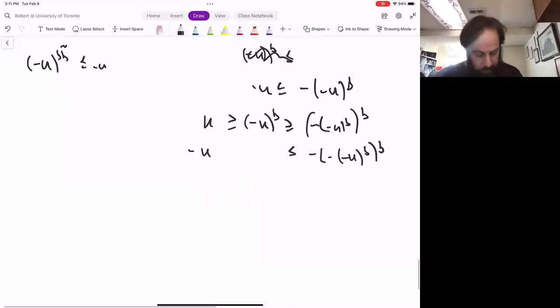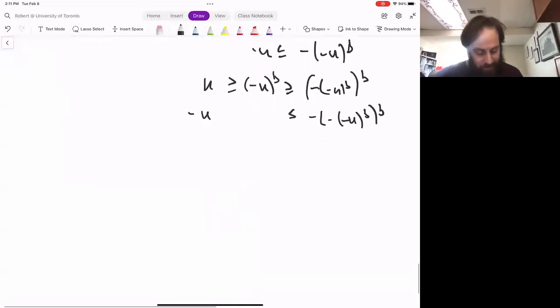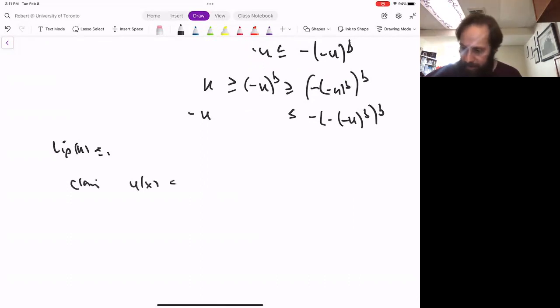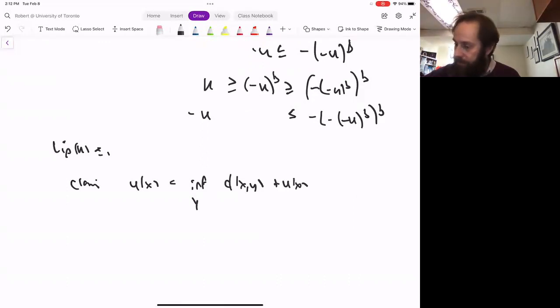So I've tied a knot around myself. Let me have a quick look in Sant'Ambrogio and see what he says. So Sant'Ambrogio says, suppose that the Lipschitz constant of U is less than 1. And he says that the claim is then, so I get away from the minus signs, that U is actually the infimum over Y of the cost, which is D, minus U, which is plus U.